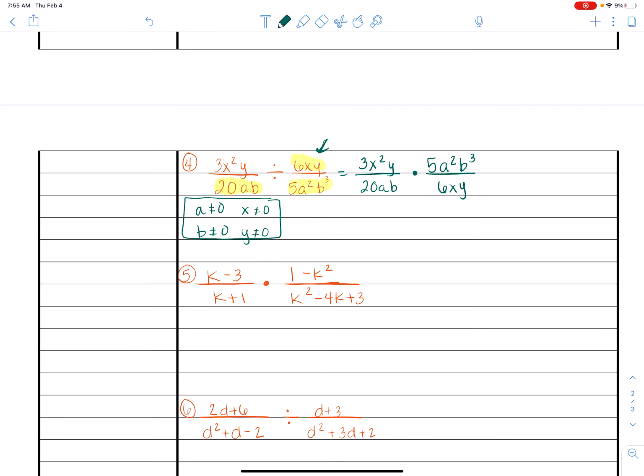All right. Now let's just multiply what we got. So we got 3 times 5 is 15. 20 times 6 is 120.